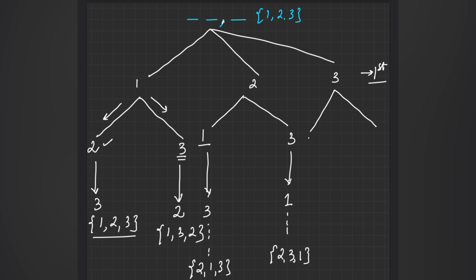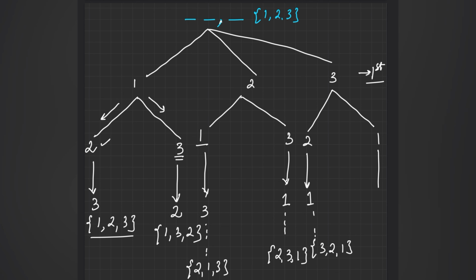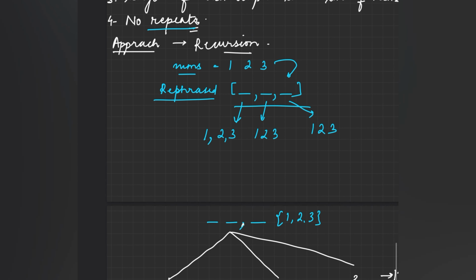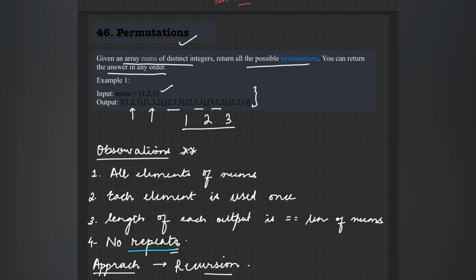So 3 is the first slot, so you have 2 and 1 left. And here, if you fill it with 2, you have 1 left. The answer that you get is 3, 2, 1. And here, the only candidate we have left for the third slot is 2. The answer we get is 3, 1, and 2. So the leaves of the tree have all our answers. You can very well verify this. We get 6 different outputs, which is exactly what we have in our output here.